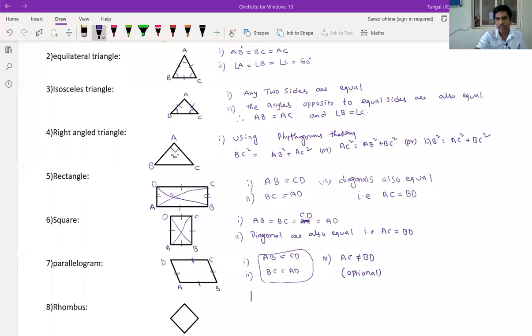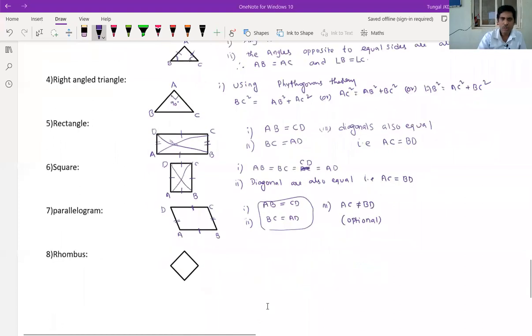Sir, alternative angles. Sir, in a rhombus, diagonals are not equal and all sides are equal. Yes, right. Good. Come to the rhombus. This is rhombus ABCD. What are the properties of a rhombus?